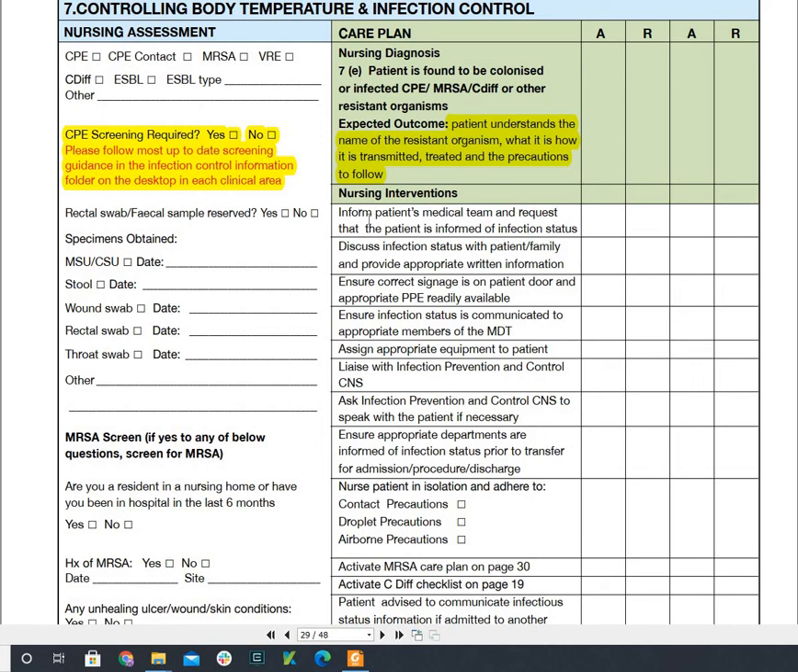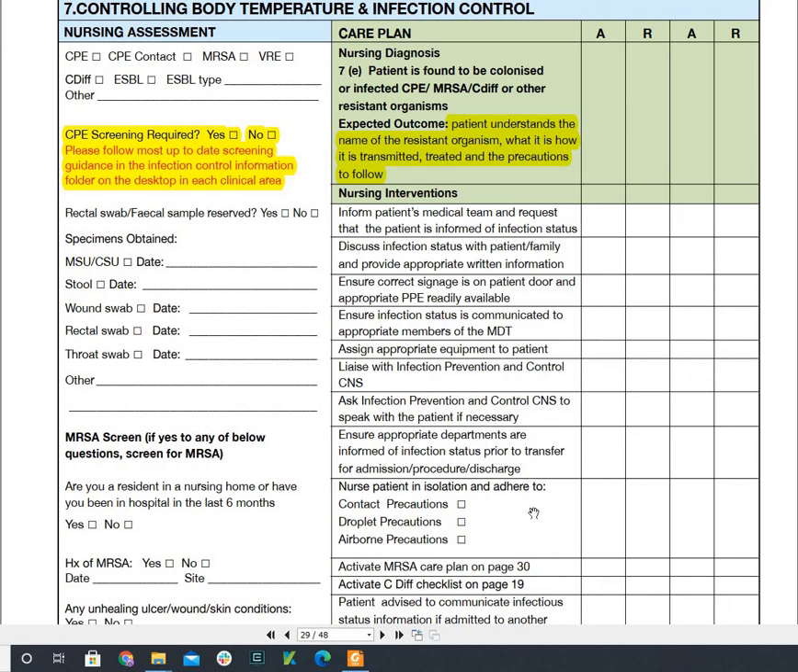Inform patient's medical team and request that the patient is informed of infection status. Discuss infection status with patient, family and provide appropriate written information. Ensure correct signage is on patient door and appropriate PPE readily available. Ensure infection status is communicated to appropriate members of the multidisciplinary team. Assign appropriate equipment to the patient. Liaise with the infection prevention and control CNS. Ask infection prevention and control CNS to speak with the patient if necessary. Ensure appropriate departments are informed of infection status prior to transfer for admission or procedure or discharge.